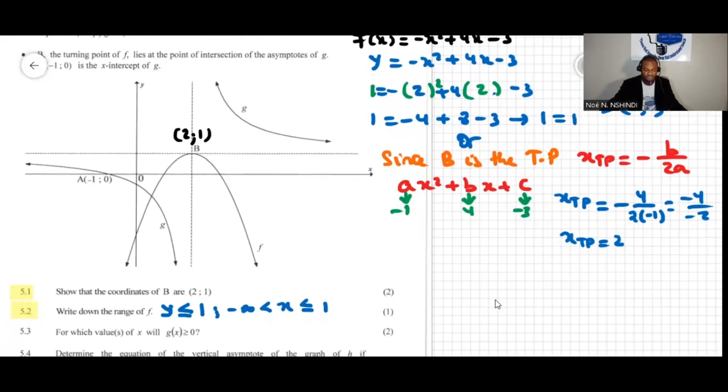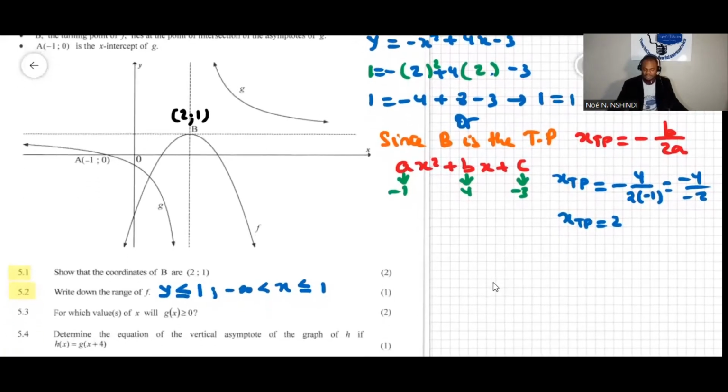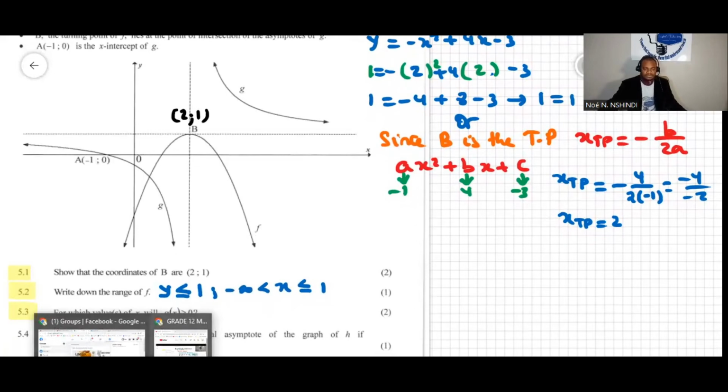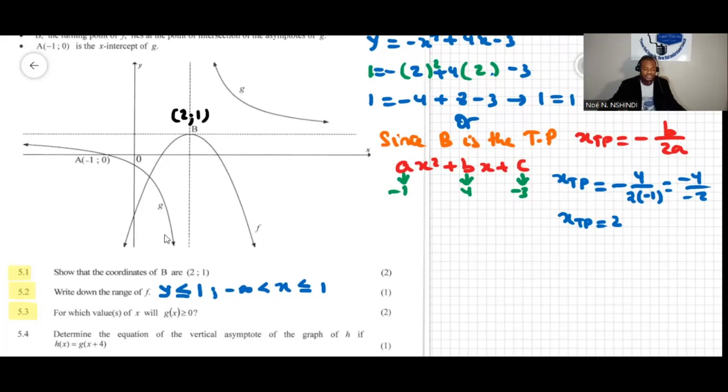Question 5.3. And I'll move the board a little bit up there. 5.3, the question says, for which value or values of x will g of x be greater than 0? Now let's see g of x. We can see that g of x is this hyperbola here. Okay, now there are some values for x for which g of x is more than 0.